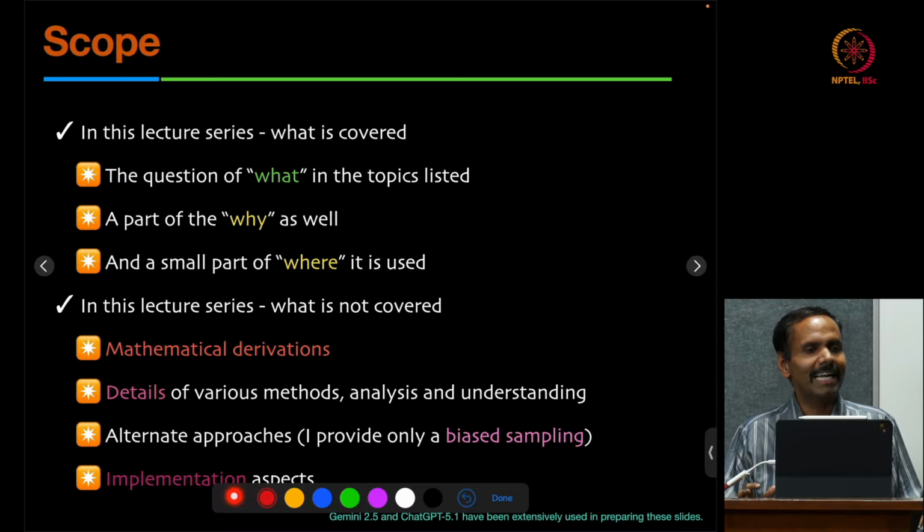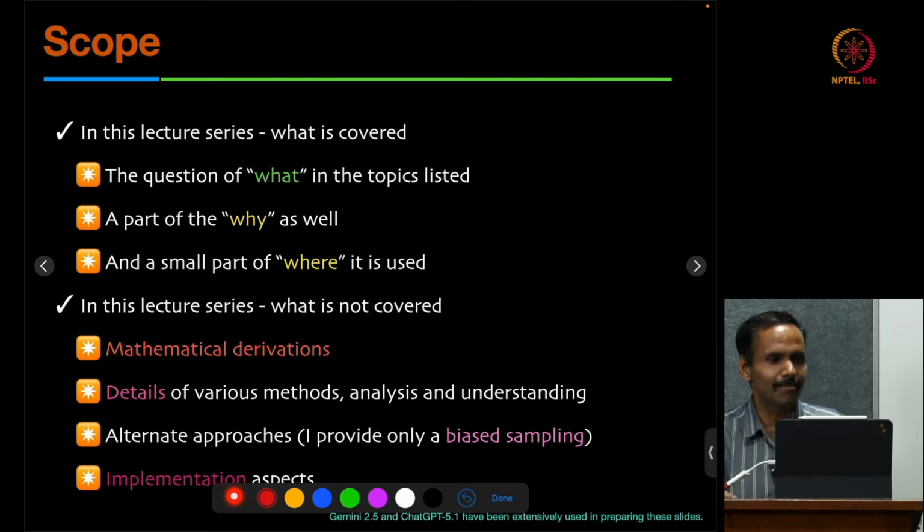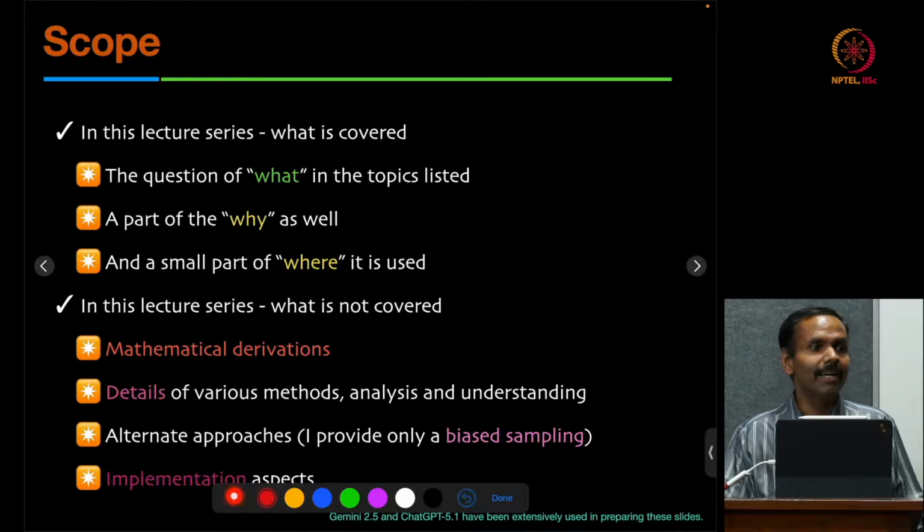Lots of topics. In fact, in making many of these presentations, the hard task was not to put the slides together. The hard task was to omit what all I should not be talking about, what all I should avoid, so that we have a small subset of topics, right? The area is very vast, evolving.